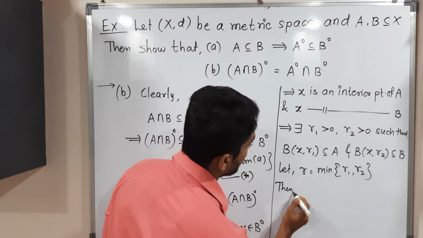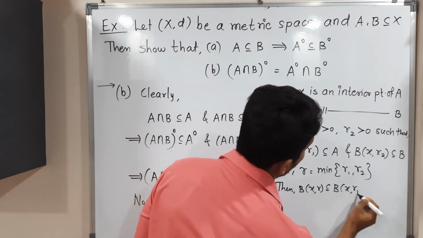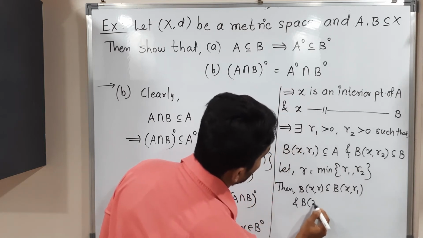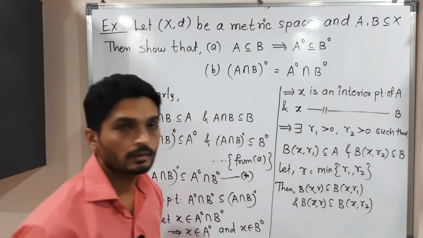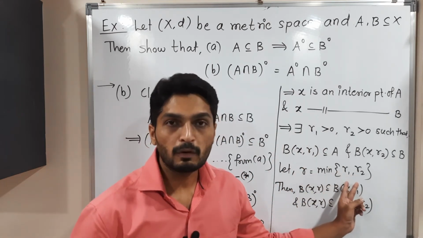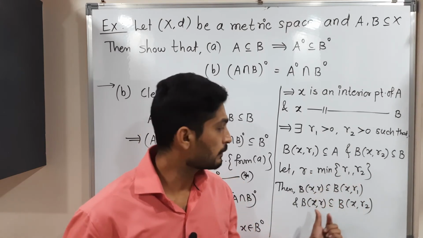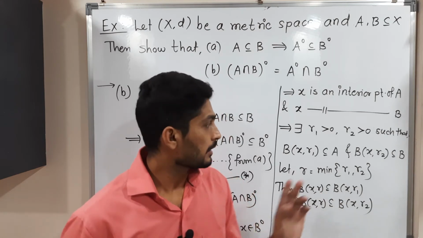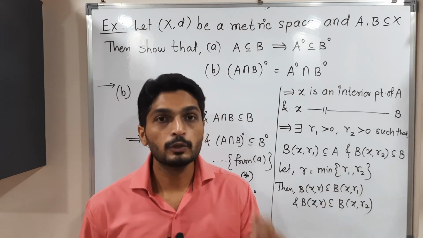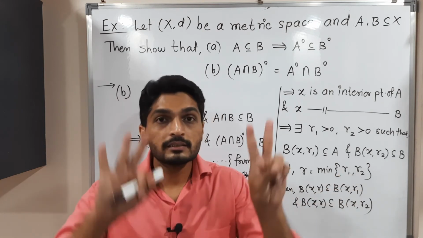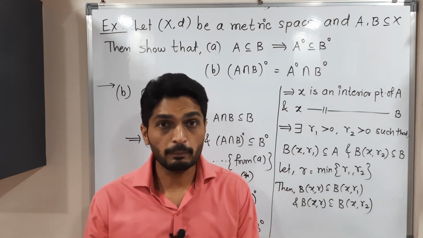Then B(X,R) is a subset of B(X,R1) and B(X,R) is a subset of B(X,R2). If minimum of these two is R1, then R and R1 will be the same. In that case, these two balls will be equal, but this is a subset of that one. If minimum of R1 and R2 is R2, okay, so for example, R1 is 2, R2 is 3. So what will be the minimum? 2. In that case, R1 is equal to R. You are getting my point?